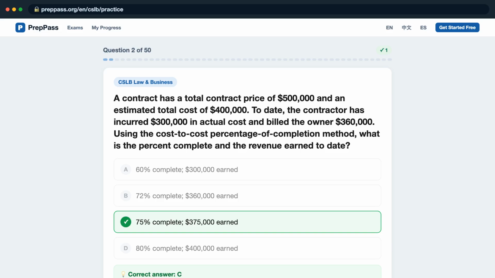Percent complete equals cost incurred divided by estimated total cost equals $300,000 divided by $400,000 equals 75%. Revenue earned equals 75% times $500,000 contract price equals $375,000. Because billings, $360,000, are less than earned revenue, $375,000, the contract is underbilled by $15,000.